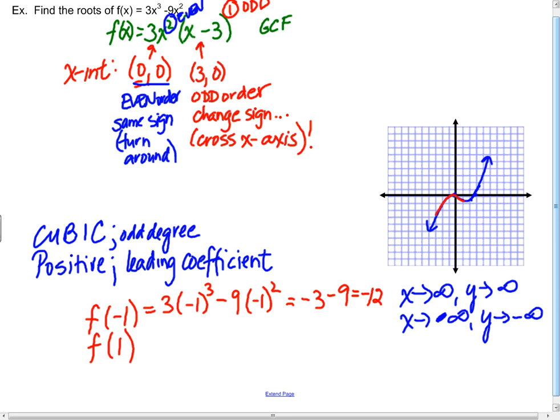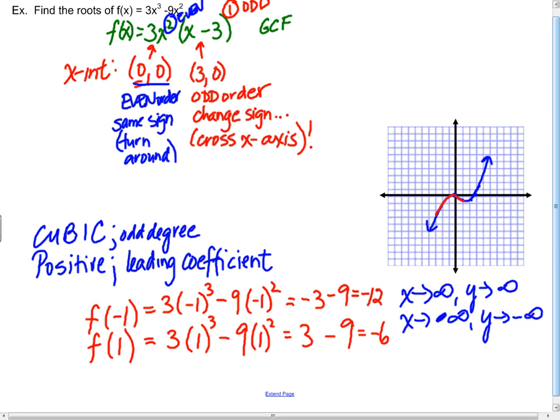So our function is negative, or below the x-axis, at minus 1, and it should also be negative to the right of that. 3 times 1 cubed minus 9 times 1 squared equals 3. Take away 9, which equals negative 6. So that is what we mean by it has the same sign on either side of that x-intercept. It turns around, but it stays below the x-axis.